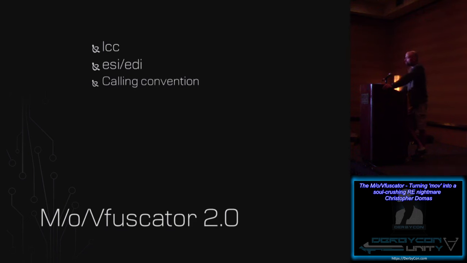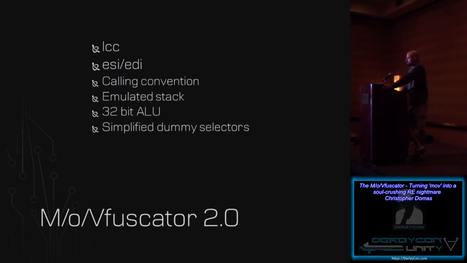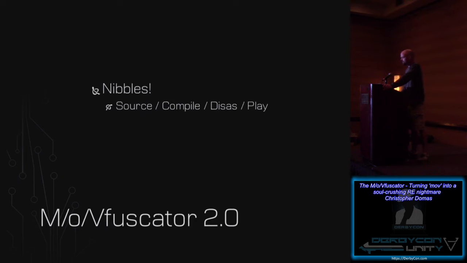Had to define a new calling convention for move instructions, create an emulated stack with move, integrate that 32-bit arithmetic logic unit, simplify the way that our branching worked through those dummy selectors, and painstakingly implement all 102 intermediate language instructions with only moves for the LCC compiler. But it turned out to go a lot smoother than I had anticipated. So that's what I call MoVfuscator 2, this complete C compiler that will compile C source code into only move instructions.